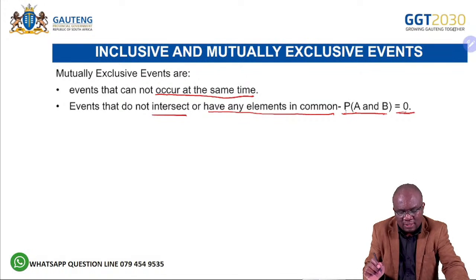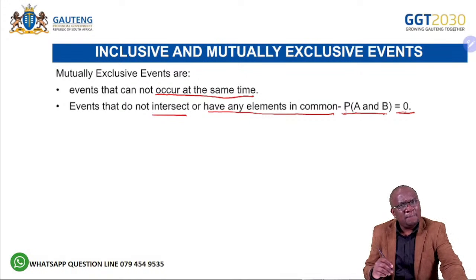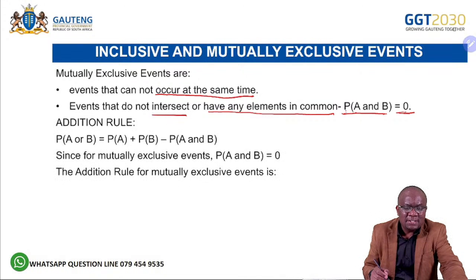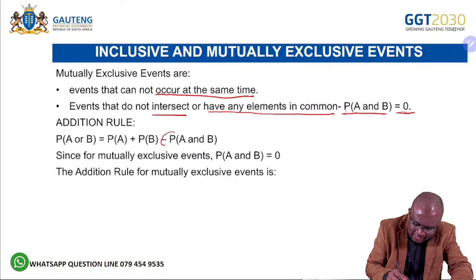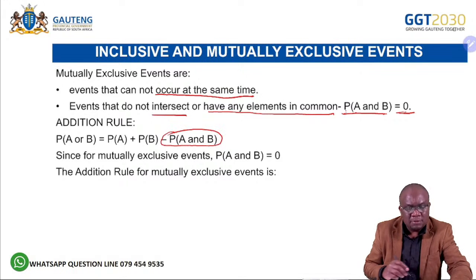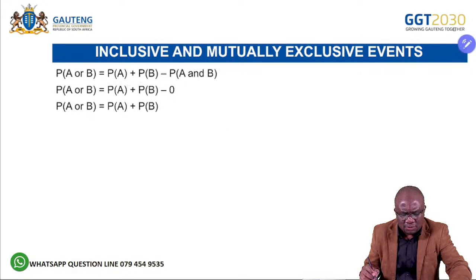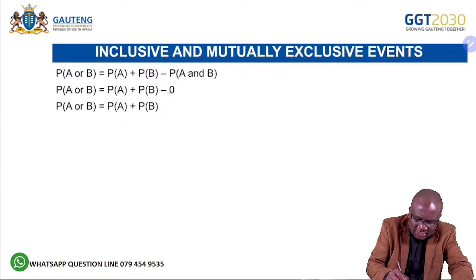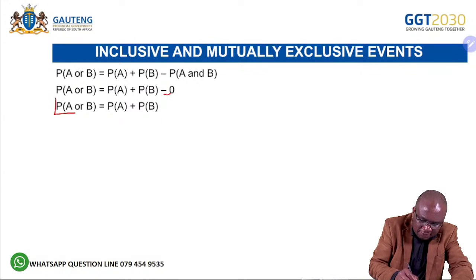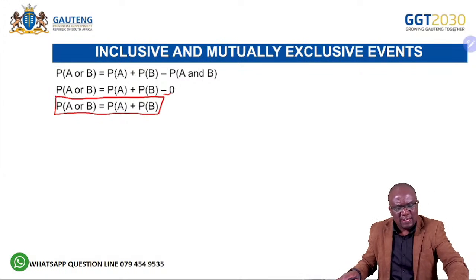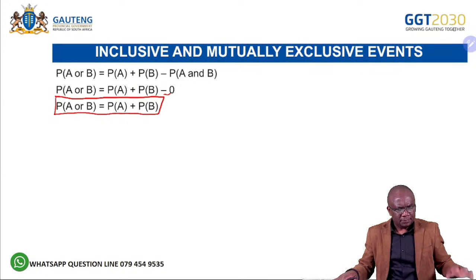Okay? Right. So now, what will happen to our formula? Probability of A and B is 0. Does it change? A bit. It is going to change a bit. So where there's probability of A and B, we put 0. And then we just have probability of A or B being equal to probability of A plus probability of B.